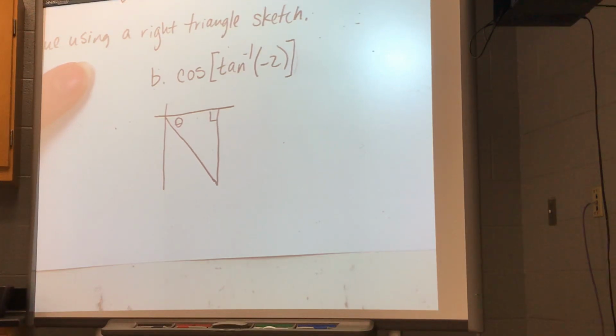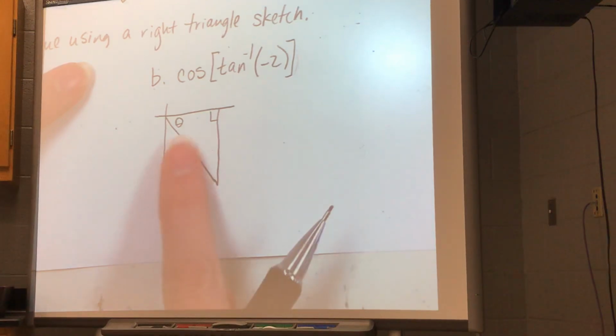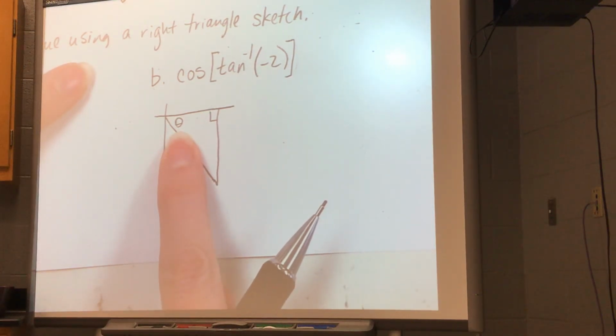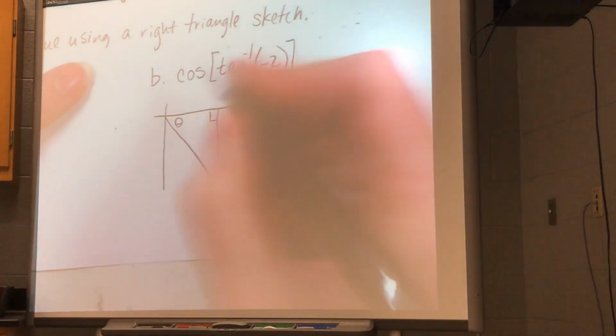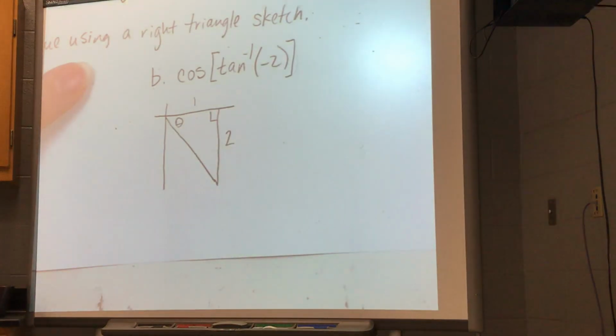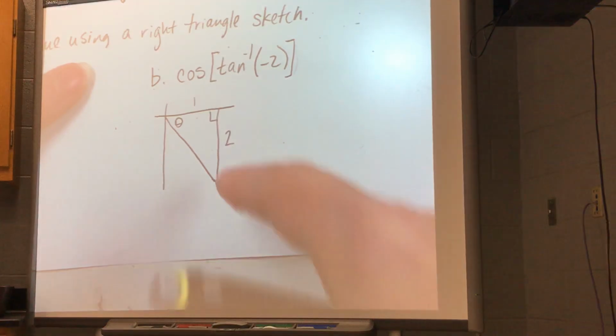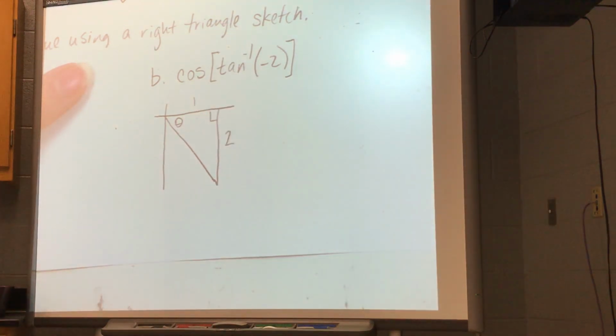So we want to label this in a way that the tangent of this angle is -2. What should the opposite be? 2. And the adjacent? 1. Now this is not the only triangle we could draw. We could do 4 and 2, 6 and 3, anything where we divide opposite by adjacent and get 2. You guys find the hypotenuse for me, please.